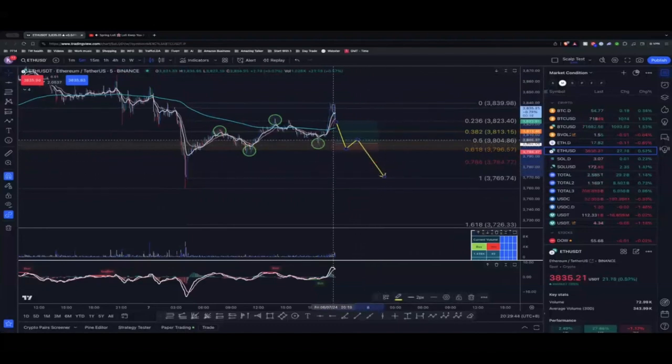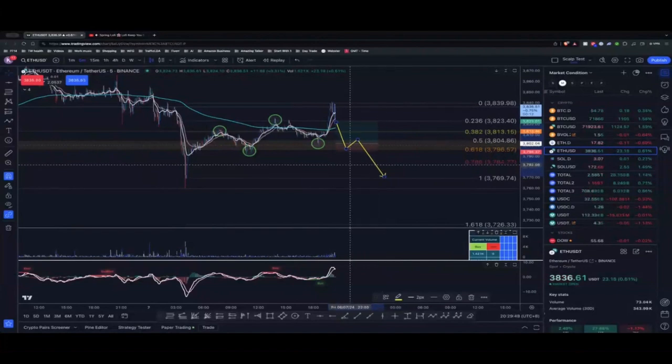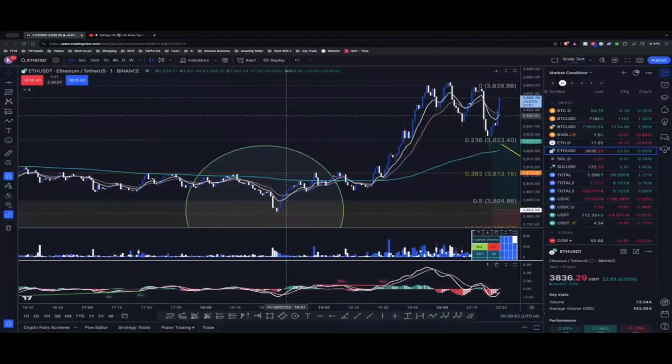So then the question is, okay, now it's completely wrong. How do you manage it so it's profitable? I can actually do a quick demonstration in the 1 minute chart. So let me just go to 1 minute.